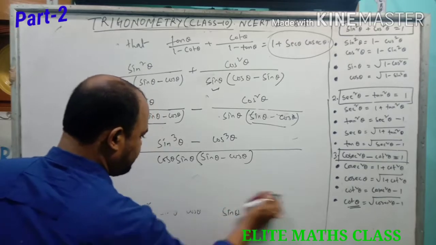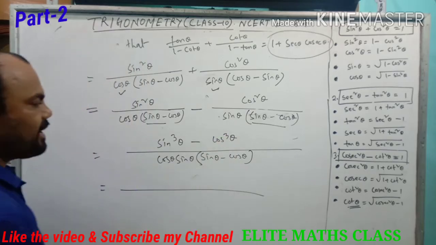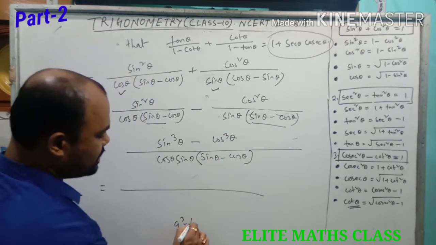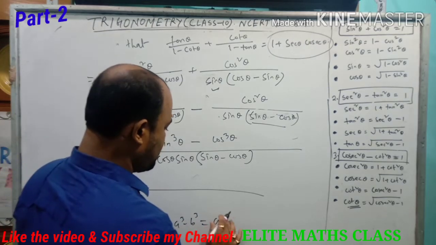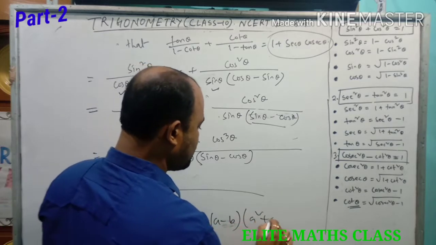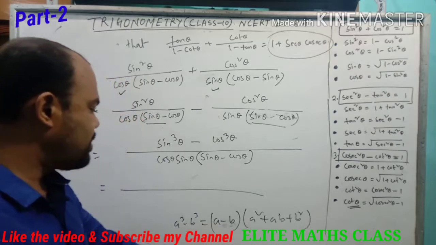Clear this step? Now see, this is in the form a cube minus b cube. What is the formula of a cube minus b cube? Okay, this is a class 8 formula. A cube minus b cube. There are two formulas. The one is a minus b into a square plus ab plus b square. This is actually the factorization formula.